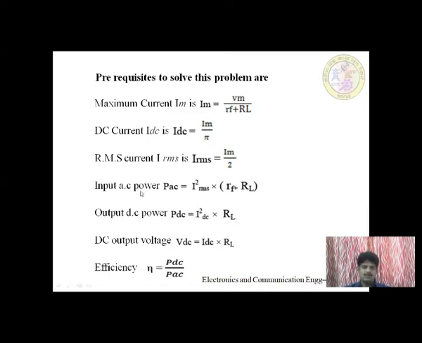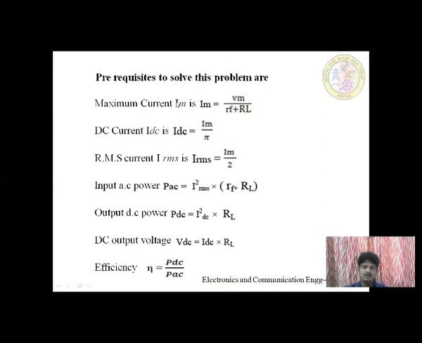Here we are calculating the AC power, so we have taken the RMS value of the current. Here we are calculating the DC power, so it is taken as the DC value of the current. Next, DC output voltage, VDC, equal to IDC into RL. Then efficiency is equal to output power by input power. Output power is PDC, the DC power. Input power is PAC, the AC power.